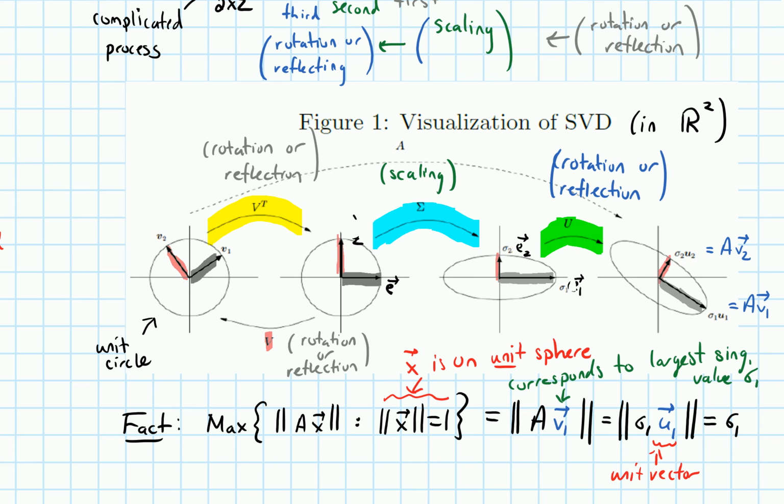If we think about where v1 was in this initial picture, here was v1. By the end of these three steps, this circle, this consisted of all the vectors x that had length 1. That was, in this case, this unit circle. And by the end, it had gotten mapped to this ellipse. And the largest any vector was on the ellipse was this right here. It was A times v1. And that's what this fact is stating.